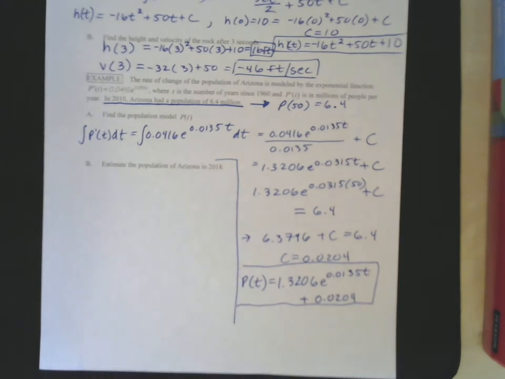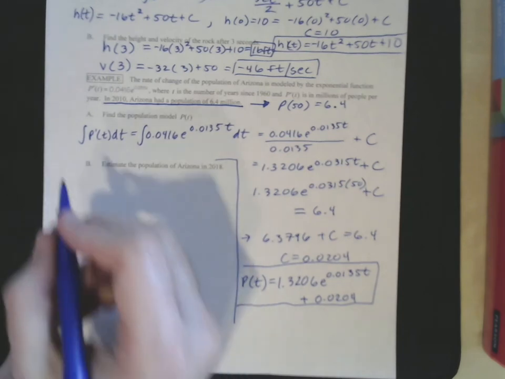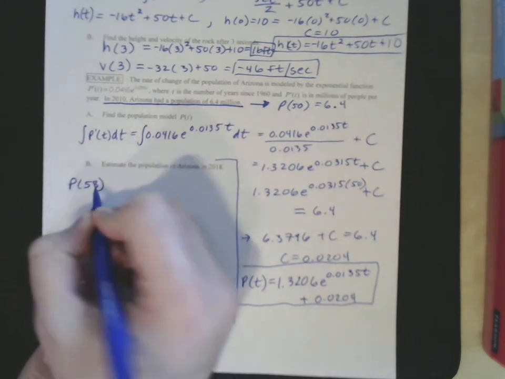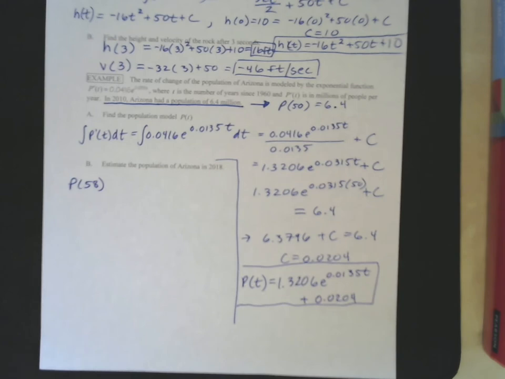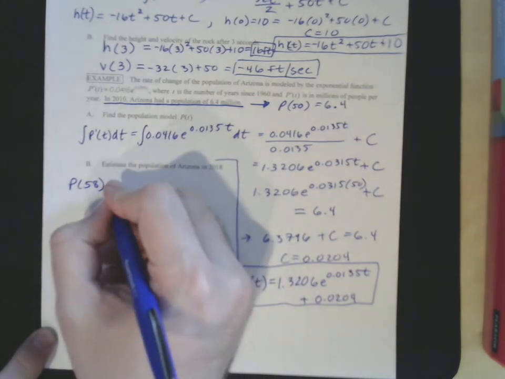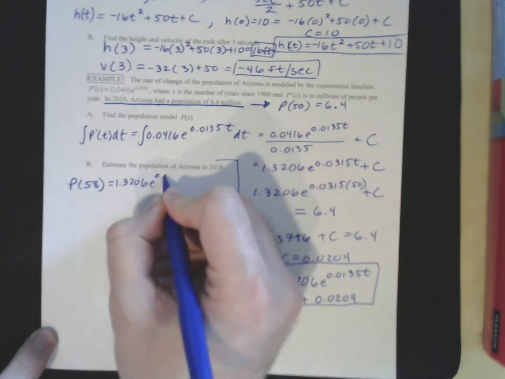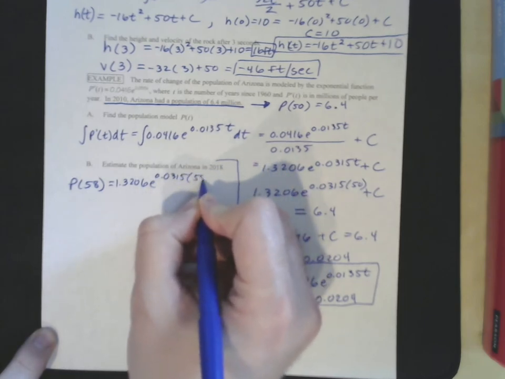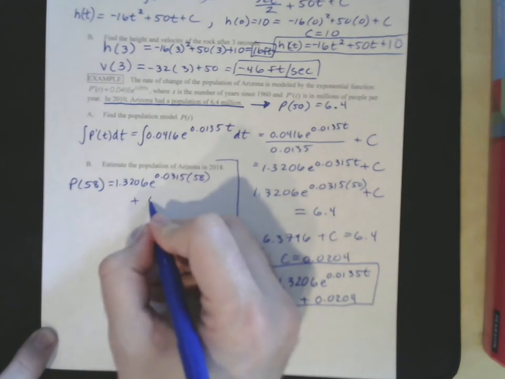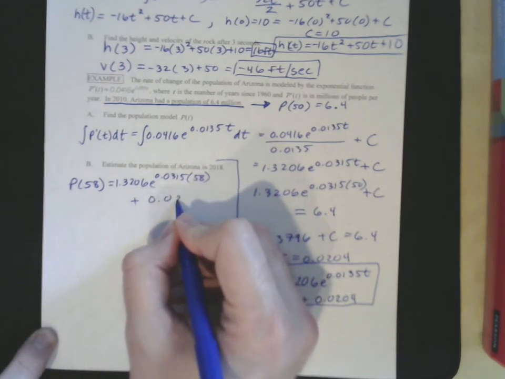In part B, estimate the population of Arizona in 2018. Well, that's P of 58. And the reason we say estimate is because obviously our model is not quite as accurate since we are using 2010 data. We could be using 2017 to get a better idea of what that constant should be. But that's okay for our purposes. So this is just plugging into our function. So this would be 1.3206 e to the 0.0315 times 58 plus 0.0204.